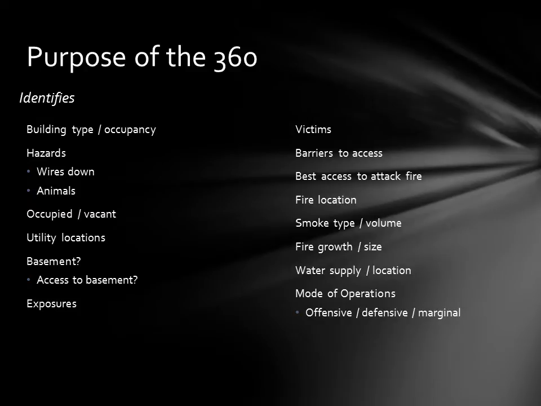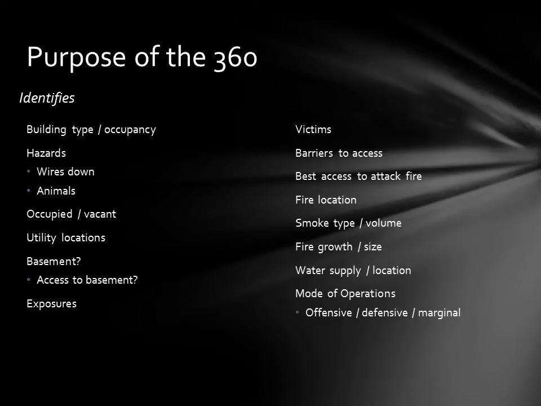We're going to identify utility locations. Where is the gas shut off? Are there electric wires coming into it? Where might the electrical panel be in the house? Is it electric only and no gas in the area? So what about the basement? We're going to look, is there access to the basement? Is it an old cellar type access, or is it a walkout basement with sliding doors? Are there any exposures to the fire building?